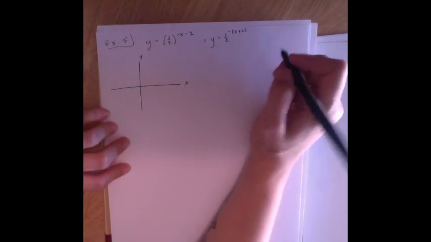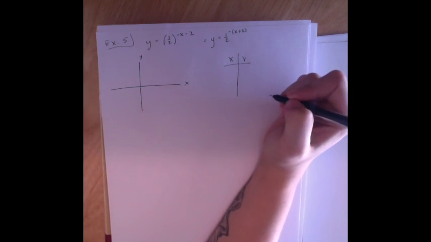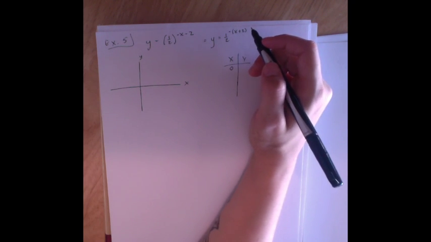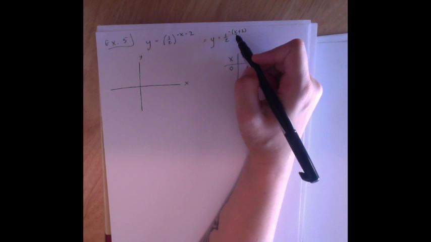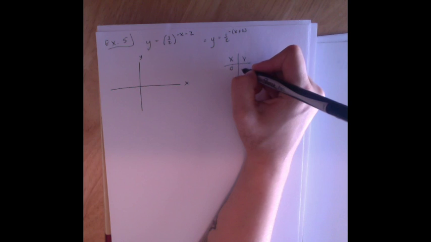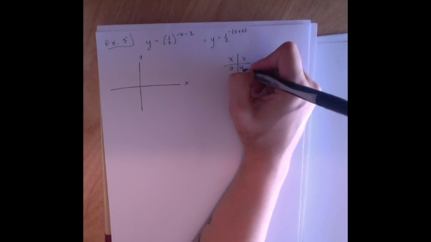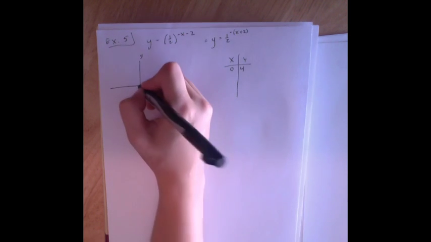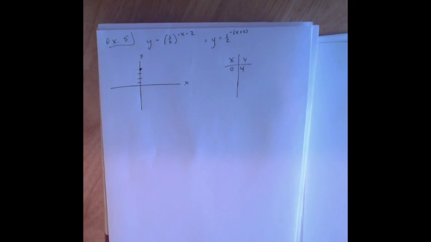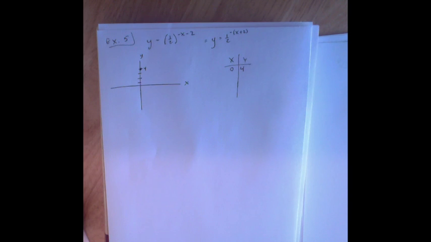So let's see what this looks like. Now you can plug in, do your XY chart. If we plug in 0 for x, normally we would get 1, but now if we plug in 0, we get 1/2 to the negative 2, which the negative flips it over, gives me 4. So now I go through 0, 4. I've moved to the left 2.